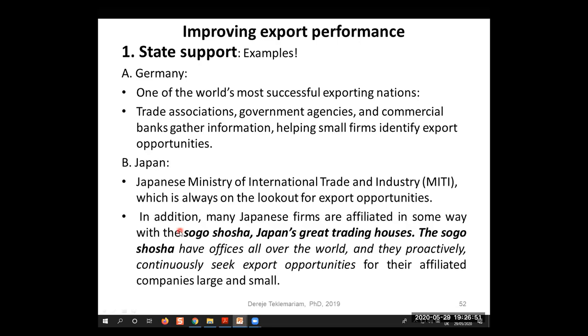In addition, many Japanese firms are affiliated in some way with the Sogo Shosha, Japan's great trading houses. The Sogo Shosha have offices all over the world. The Japanese embassy is attached to the Sogo Shosha, and even a Japanese university collaborates with them.